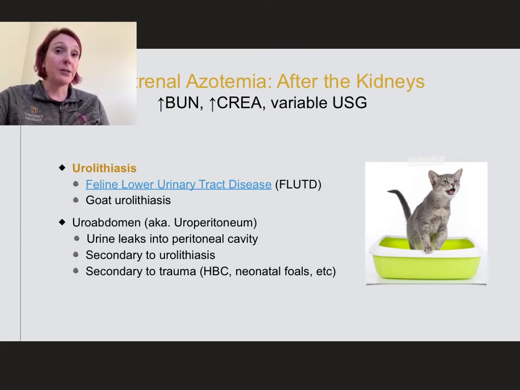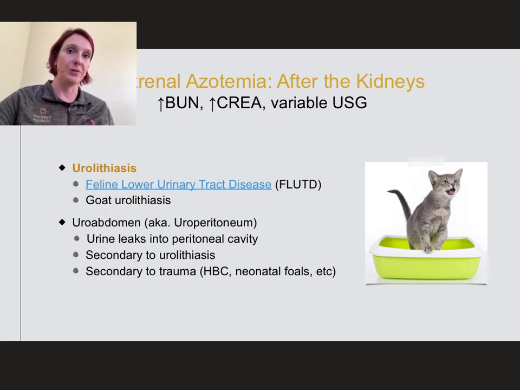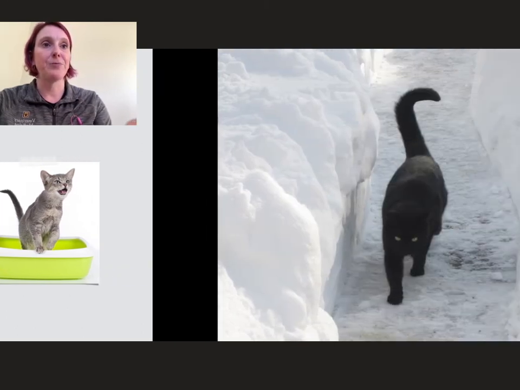What are we looking for in uroabdomens? We're looking for distended abdomens. We're looking for fluid-filled abdomens. There are some electrolyte changes that happen that are very classical examples. We'll cover that more when you guys get up into clinical pathology. But that wraps up the three types of post-renal azotemia.